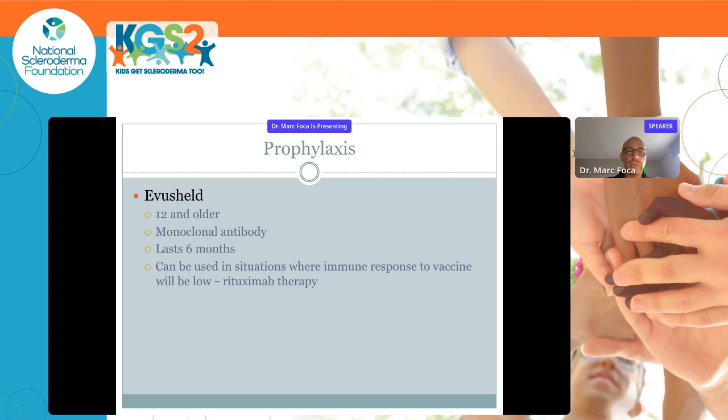And it can be used in situations where you're pretty sure that the immune response to vaccine will be suboptimal. And that's really, in this situation, patients who are on chronic rituximab therapy, where we know their B cells are low to absent, and they're unlikely to make antibody. So this has been quite helpful in some of our transplant patients who are receiving rituximab, and in those stem cell transplant patients who have low B cells for the first 6 months or so after they've been transplanted.